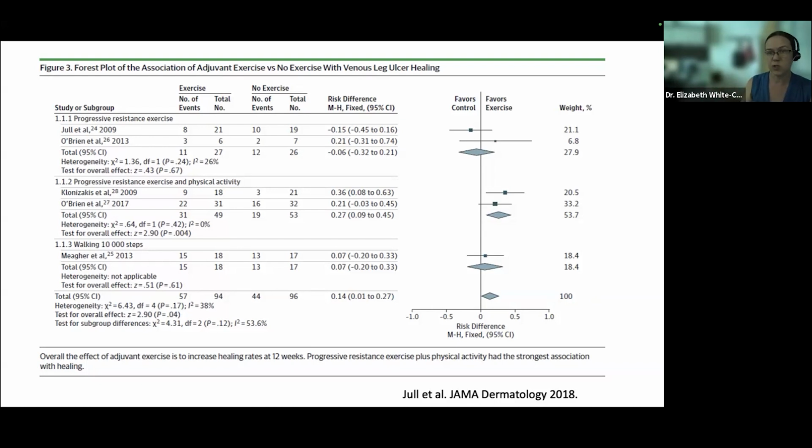And then you're standing and doing it on both feet. And then if the patient has decent balance, going from one leg to the other. So that's your progressive resistant exercise. And then they also had walking 10,000 steps and other studies.